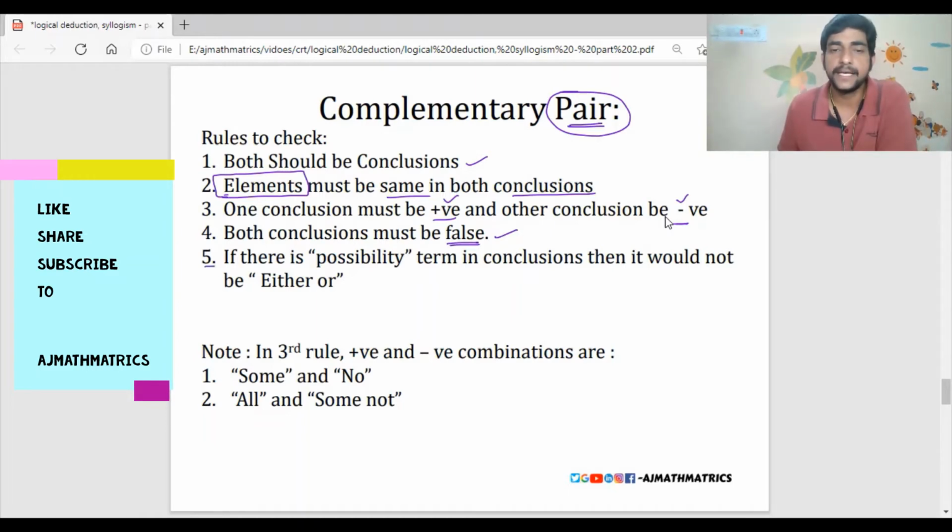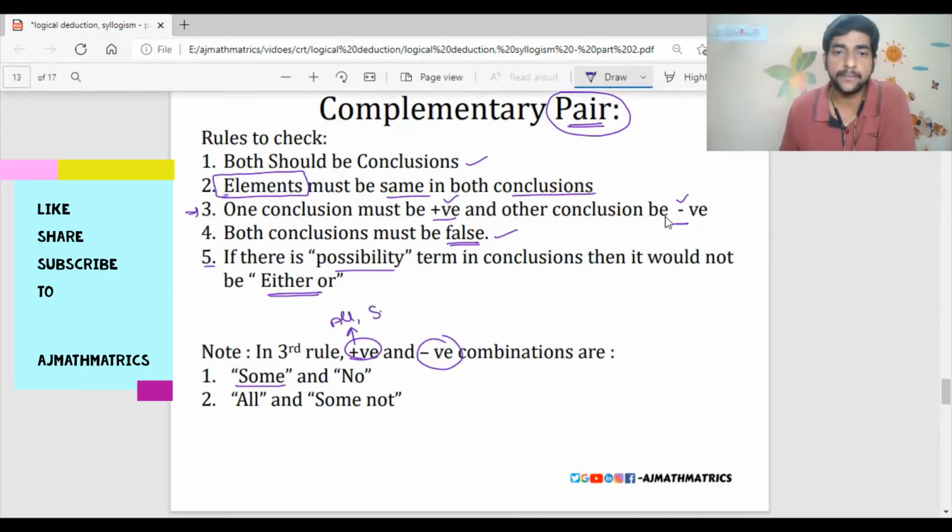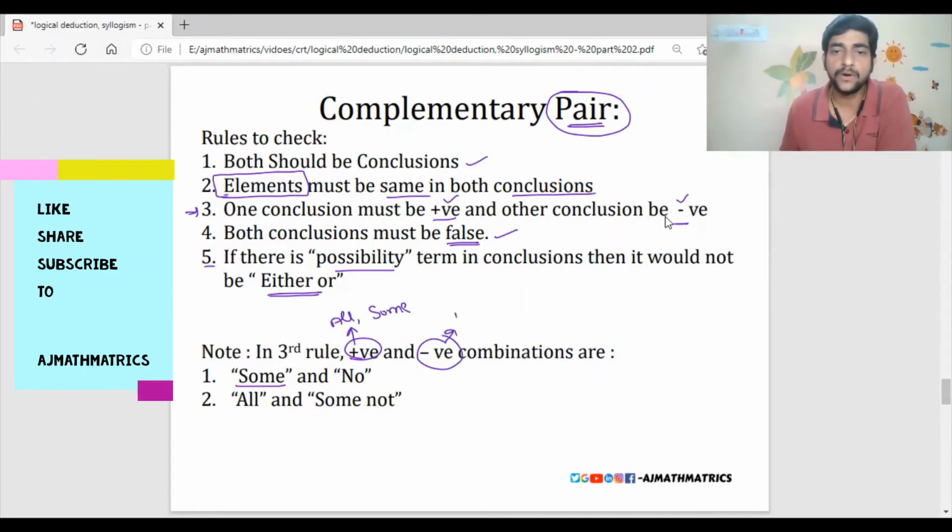Fifth, if there is a possibility term in a conclusion, it would not be either or, which means that if we have a possibility type of term in a conclusion, then we should not check for the pair. Now, in the third rule, the positive and negative rule: one should be positive and one should be negative, as we already said. Positives are what? All is a positive and some is a positive. Negatives are what? No and some not. No and some not are the negatives. The pairs are: some and no is one pair, and all and some not is the other pair.